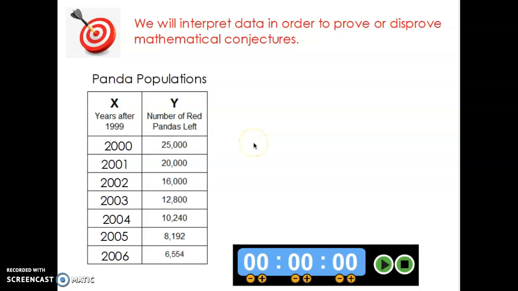All right, I want you to take a second and I want you to read this chart. You're going to have about 1 minute to list everything that you can tell me about panda populations based on the information that you read from this chart. You will record your thinking in your notebook. You may begin.